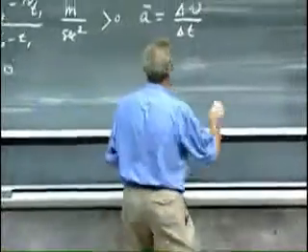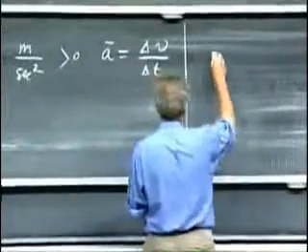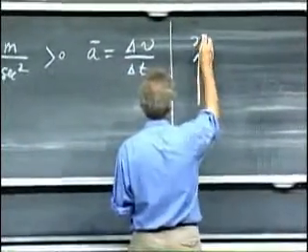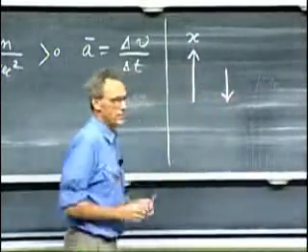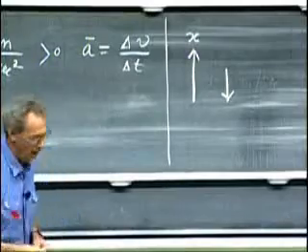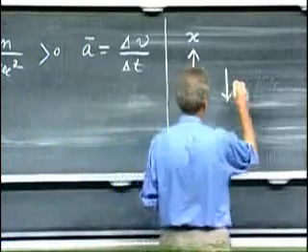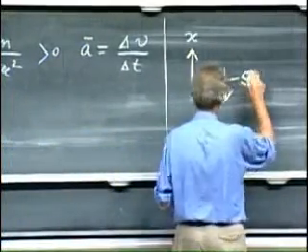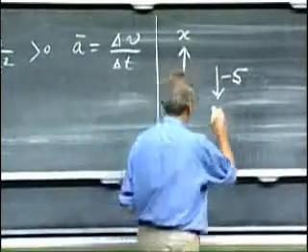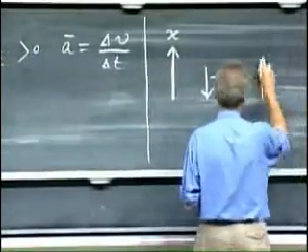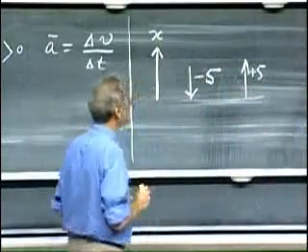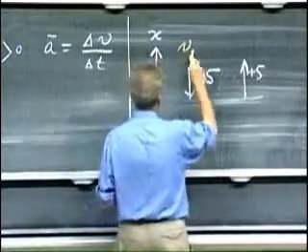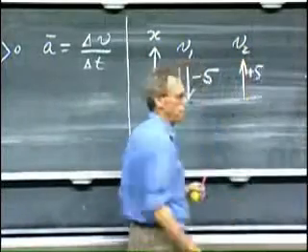I will choose this to be my increasing value of x, and so it hits the floor like this. That means the velocity at which it hits the floor is minus 5 meters per second. It bounces off, and there it comes, and it goes up with plus 5 meters per second. I call this v1, and I call this v2.